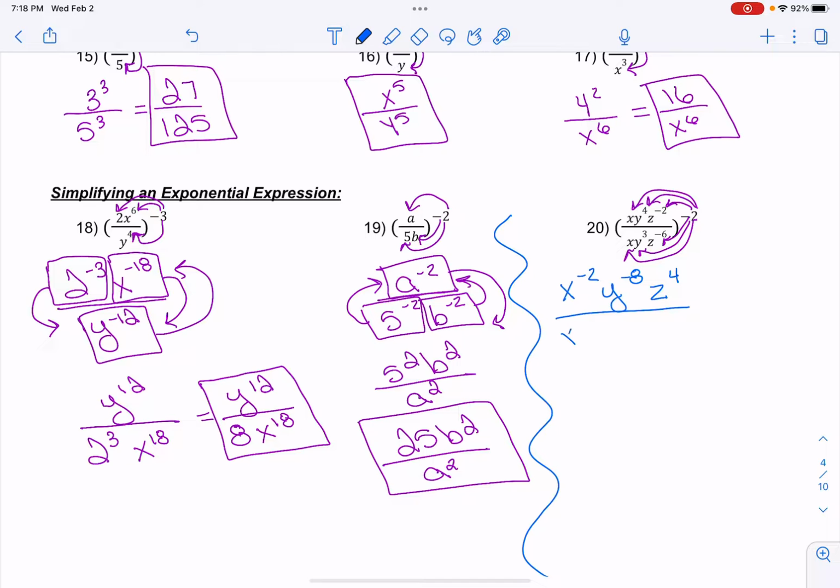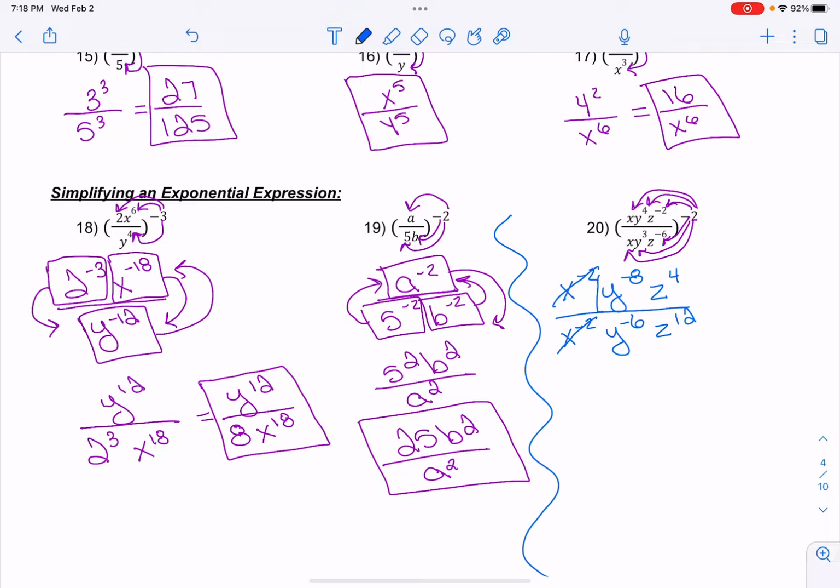And then on the bottom, x to the negative 2, y to the negative 6, because we have 3 times negative 2, which gives us negative 6. And then z to the 12th, because negative 6 times negative 2 gives us a positive 12. Okay, so at this point we have to do some rearranging. Now you will notice right here we have x to the negative 2 over x to the negative 2. Those are just going to end up canceling out. There's just going to be 1 left there, so we don't really have to worry about moving those around.